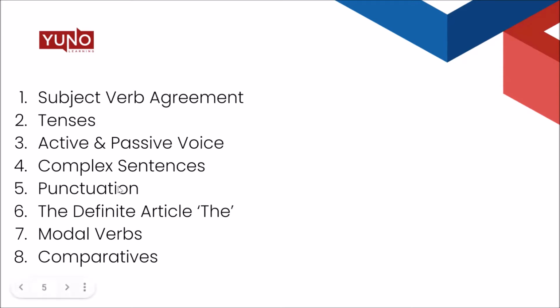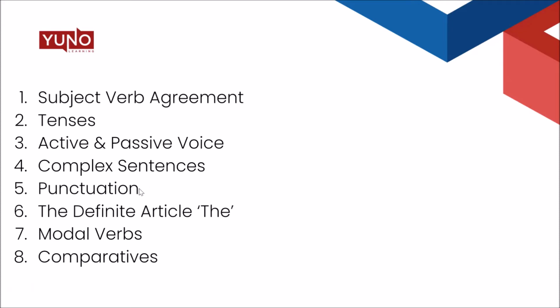Next is punctuation. How many students lose marks in the grammatical range and accuracy area only because of punctuation? They may be very good at English, but if you do not know how to use the commas correctly, the semicolon, the comma, the full stop, the capital letter, out of all punctuation marks, these 4 make a difference in the IELTS exam. And then the definite article, the.